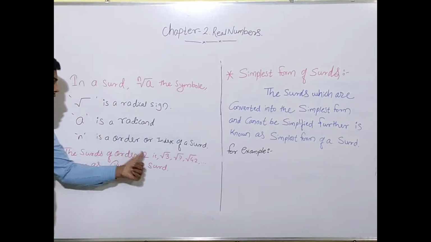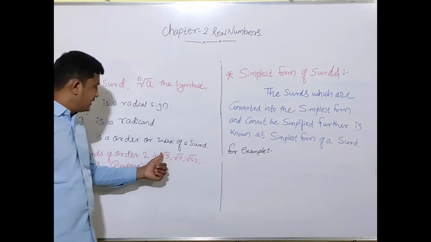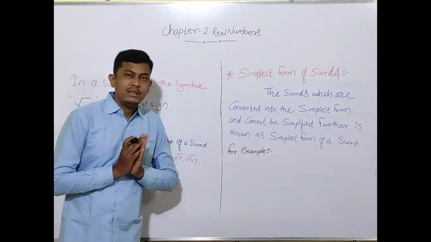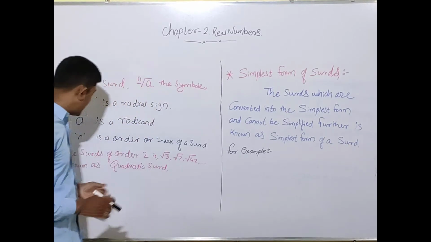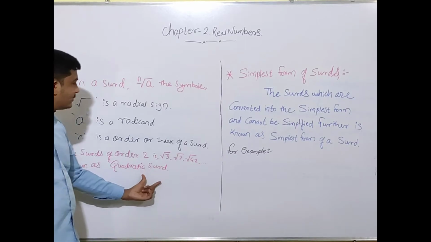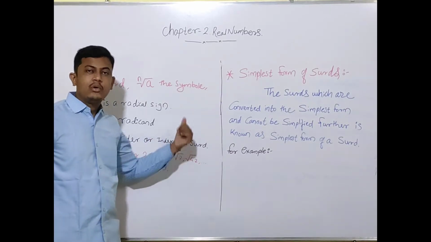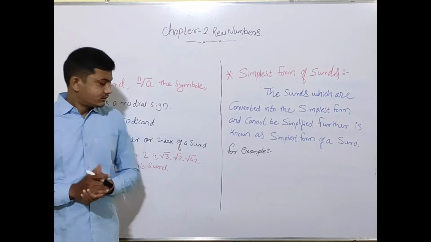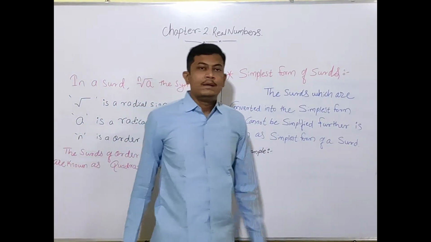The surd of order 2, for example, root of 3, root of 7, root of 47, that is, any irrational number in the form of a square root is simply known as a quadratic surd. Or simply we can say that a quadratic surd is what? The surd of order 2 is known as a quadratic surd.